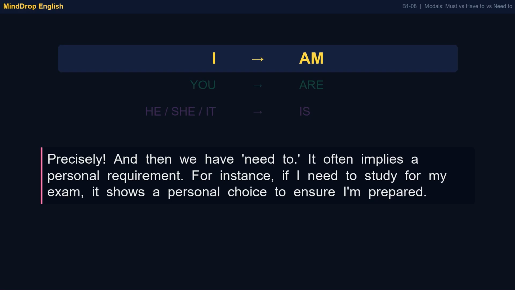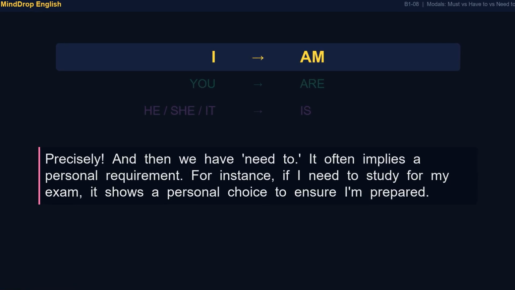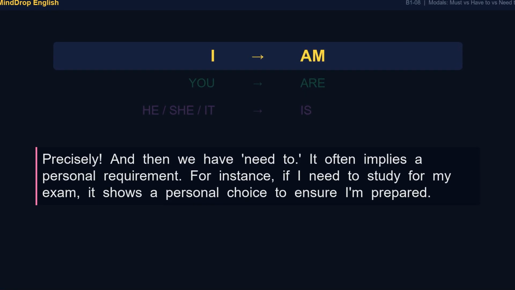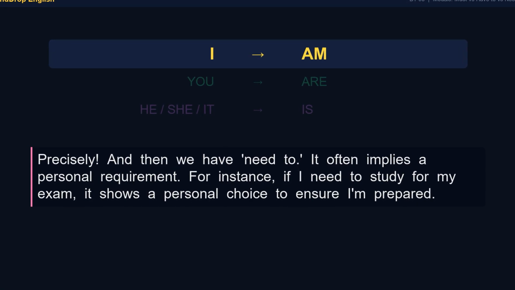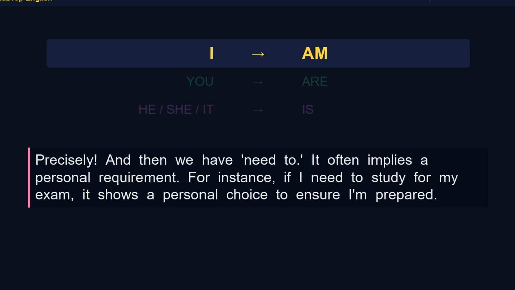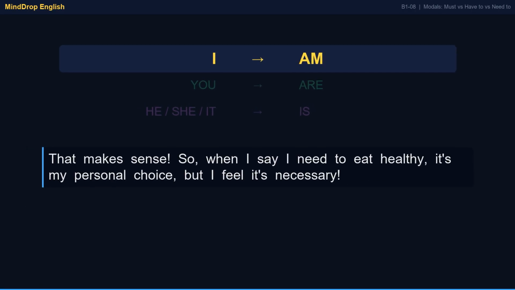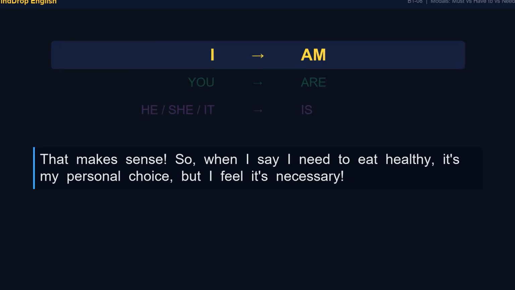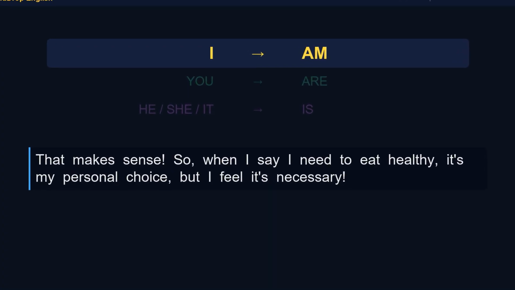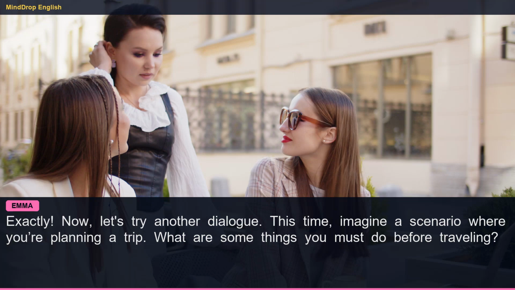Precisely. And then we have need to. It often implies a personal requirement. For instance, if I need to study for my exam, it shows a personal choice to ensure I'm prepared. That makes sense. So, when I say I need to eat healthy, it's my personal choice, but I feel it's necessary. Exactly.